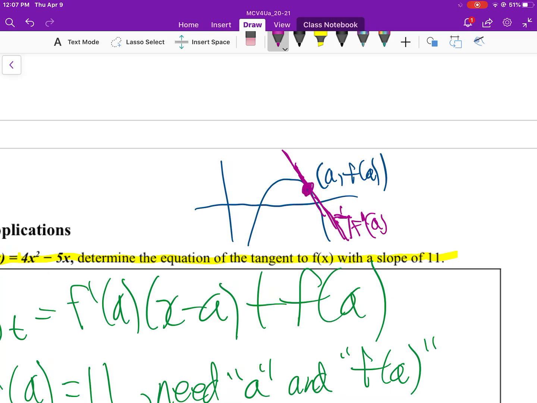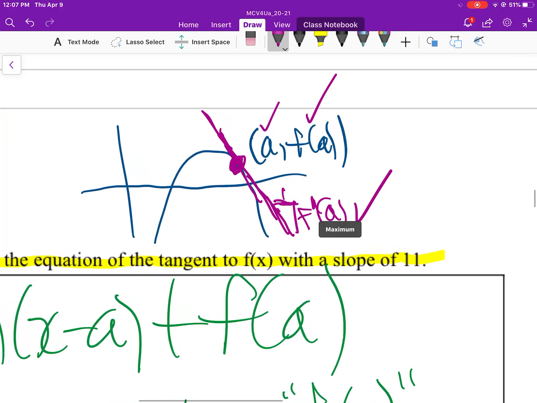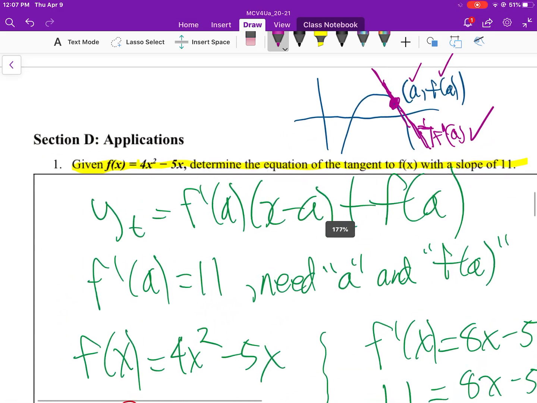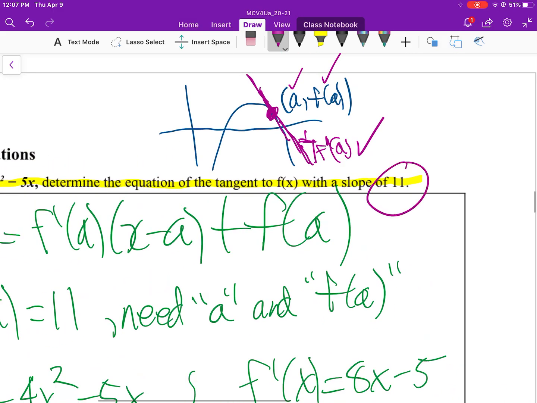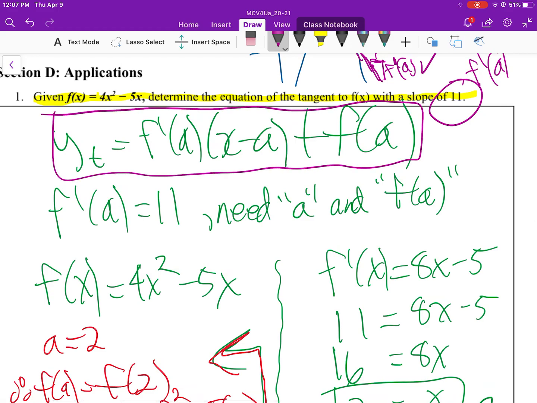So we have 3 pieces of information we need to get the equation of that tangent. We need to know the x value at the point of tangency, the y value at the point of tangency, and the slope at the point of tangency. If we know those 3 things, we can create an equation of the tangent. So what is this? The slope is 11. So automatically that is f prime at a. Okay, and by the way, there's the equation for the tangent. That is on your formula sheet though.